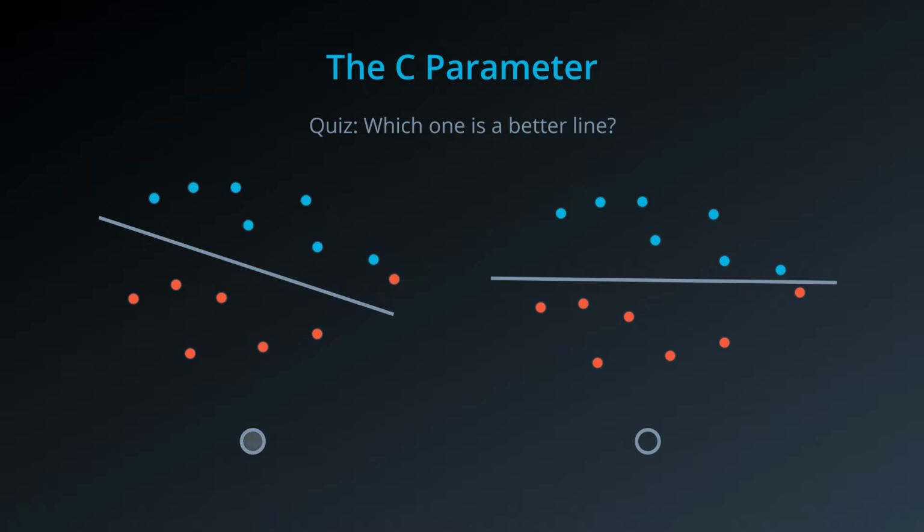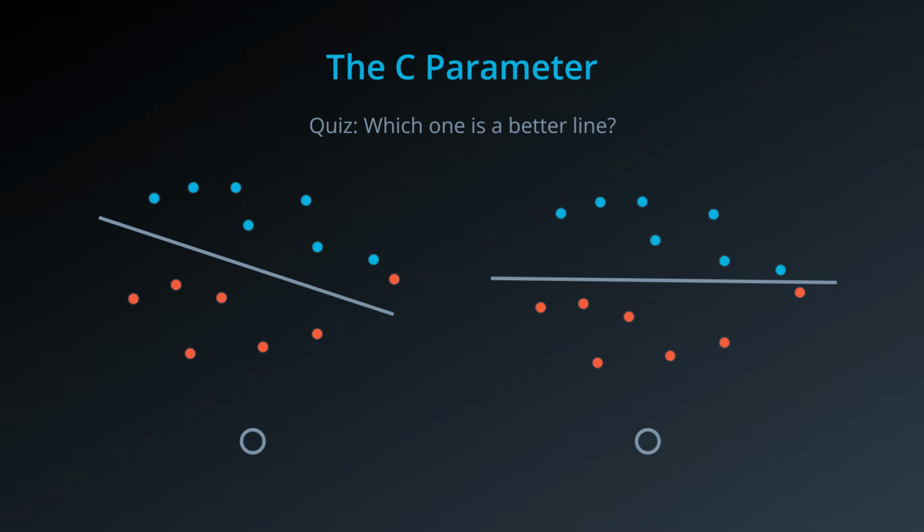So maybe some of you said the one on the left and some of you said the one on the right. In reality, there's no answer. In some cases, we'll prefer the one on the left, and in some cases, we'll prefer the one on the right. If it's a medical model, for example, we wouldn't want to make any mistakes, so we'd prefer the one on the right. But maybe in other cases, we'd prefer the one on the left because we're okay making some mistakes as long as we have a well-spaced boundary.